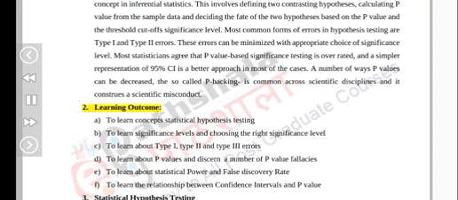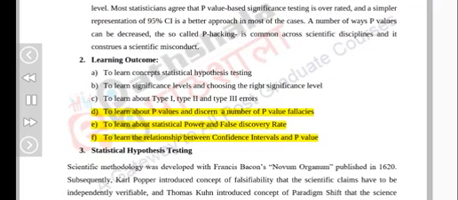2. Learning outcomes. A. To learn concepts of statistical hypothesis testing. B. To learn about significance levels and choosing the right significance level. C. To learn about type 1, type 2 and type 3 errors. D. To learn about p-values and discern a number of p-value fallacies. E. To learn about statistical power and false discovery rate. F. To learn the relationship between confidence intervals and p-values.